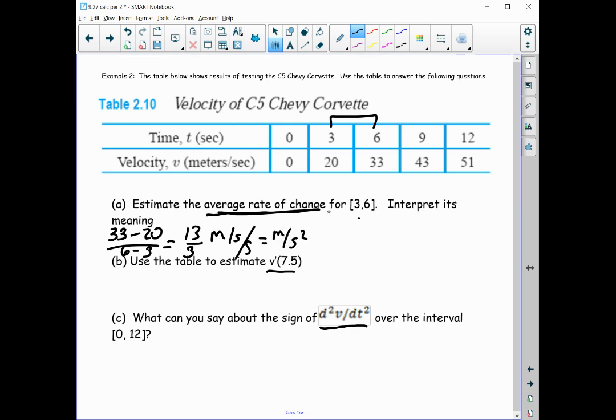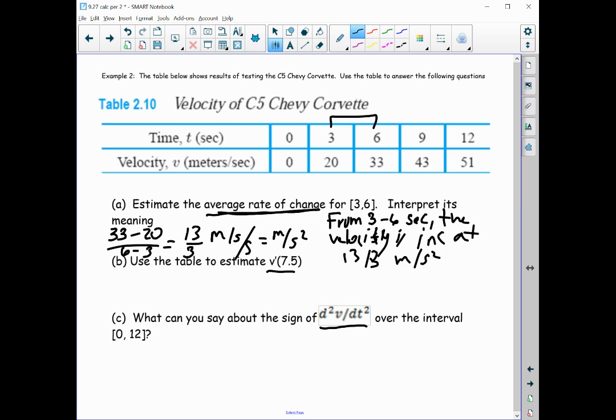So that means from 3 to 6 seconds, the velocity, because that's what our table is, that's the function they're giving us, is increasing at 13 over 3 meters per second squared. Okay.